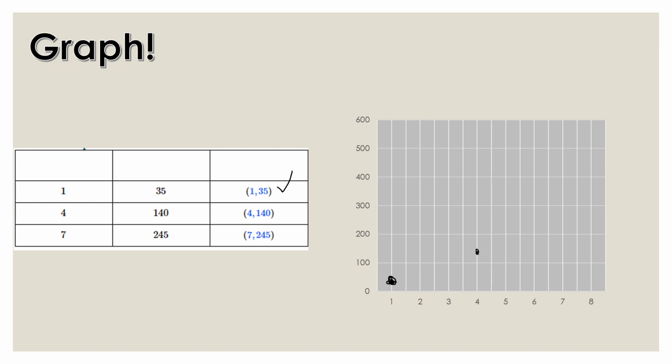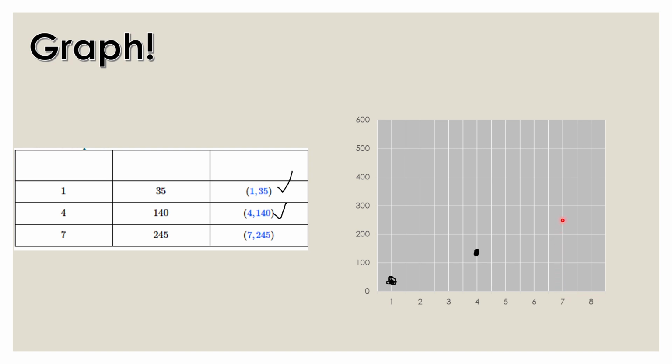Mark that in with my pen. And remember, guys, these do not need to be perfect. And then last but not least, let me check that last one off. Boom, we're done. Last but not least, I have 7, 245. So I'm going to go all the way up to 7. And then I'm going to guesstimate about where 245 would be.